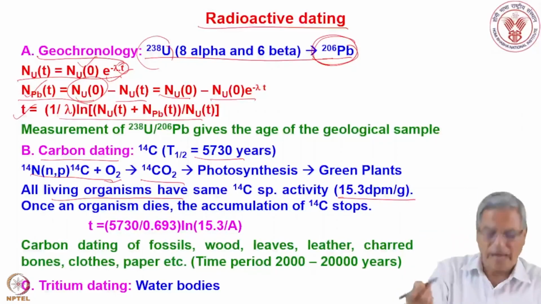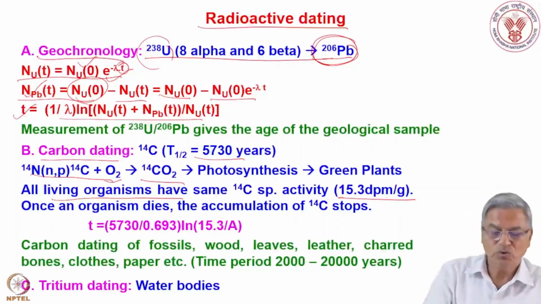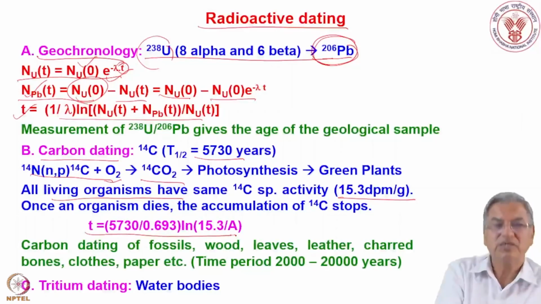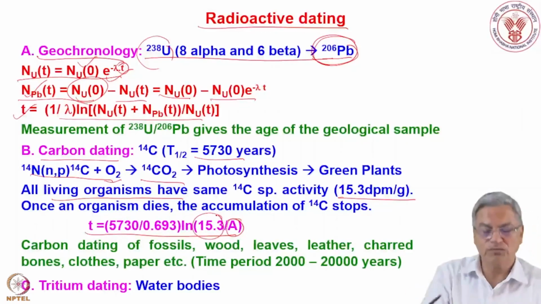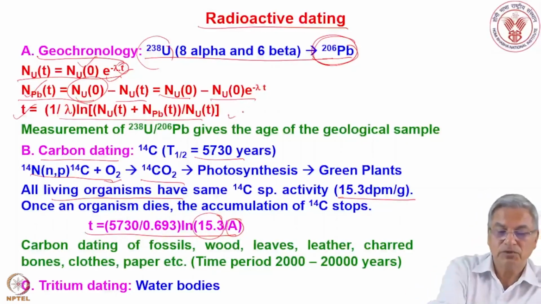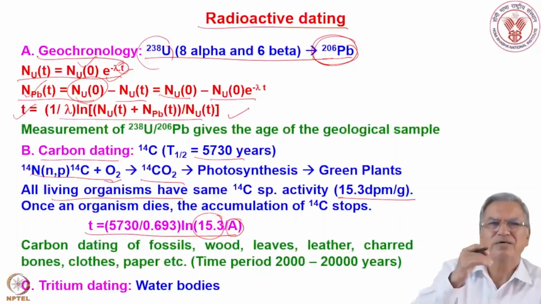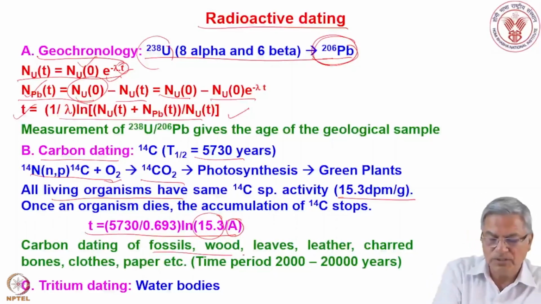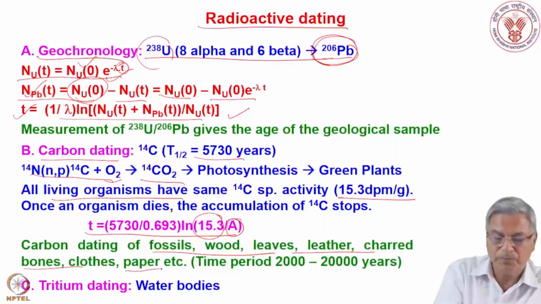But once an organism dies, this activity is no more being accumulated, and so there will be a decay. And from that decay, you can find out the time. So suppose the activity is A today, and initially, while it was alive, it was 15.3. By a similar equation you can find out the time when this particular living organism died. This is used for carbon dating of fossils, wood samples, leaves, leather, charred bones, clothes, paper, and so on.